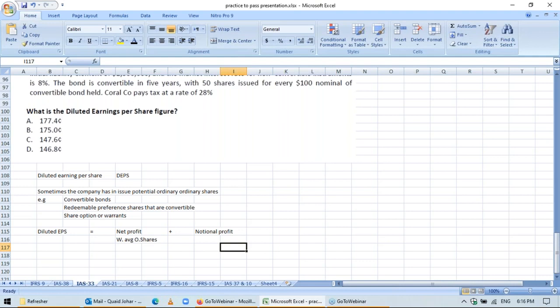So we will add the interest expense currently charged to the profit and loss account to the net profit, right? And further, when the convertible bond gets converted into shares, the shares will also increase. So we will also add shares in the denominator. So two things happened, one in the numerator and one in the denominator.